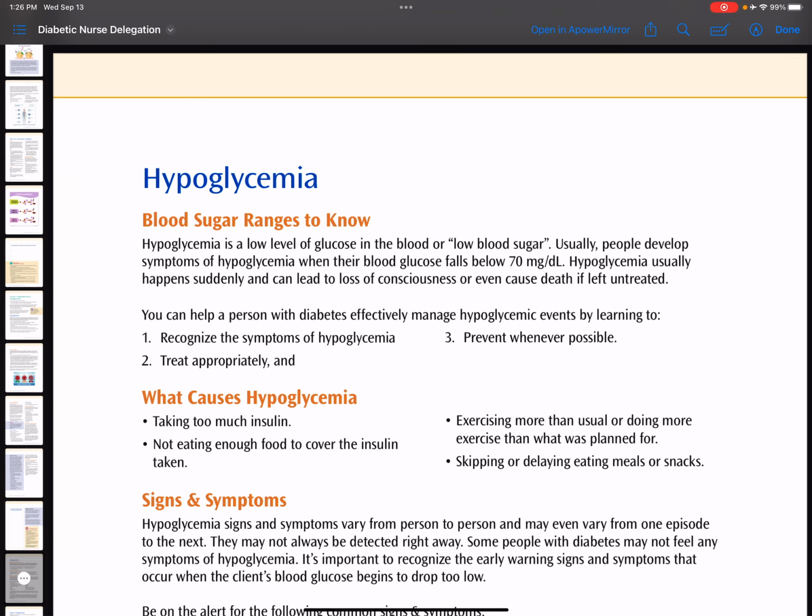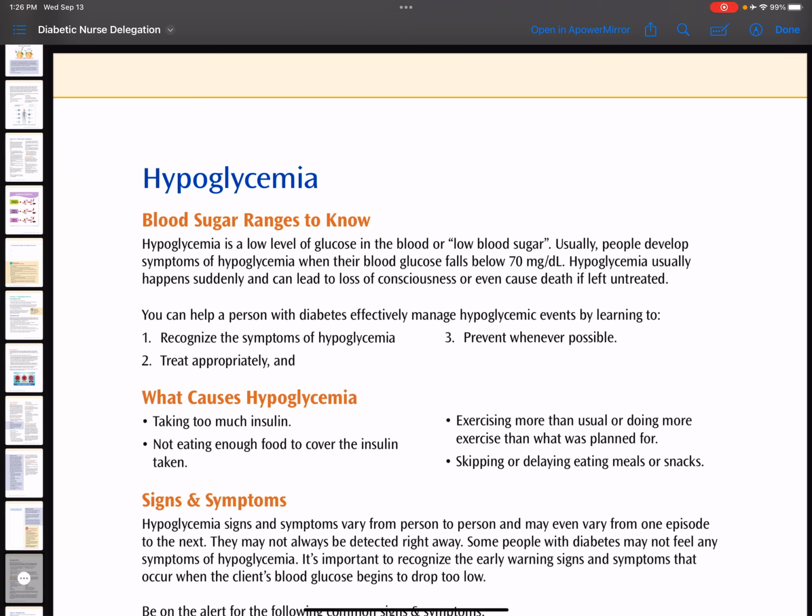What are the causes of hypoglycemia? Taking too much insulin is one. Not eating enough food to cover the insulin intake, exercising more than usual or more than was planned, or skipping or delaying meals or snacks is the cause most of the time.